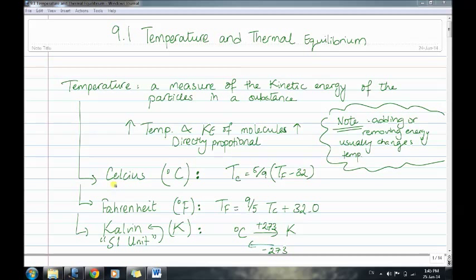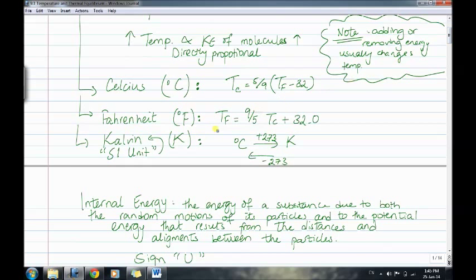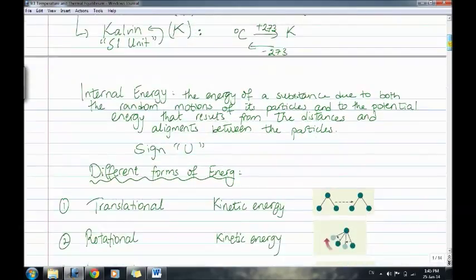It is measured in Celsius, which is Tc equals 5 over 9 (Tf minus 32). Then Fahrenheit, which is Tf equals 9 over 5 Tc plus 32. Then we have the SI unit of temperature, which is Kelvin. So changing Celsius to Kelvin is adding 273, and changing Kelvin to Celsius, we subtract 273.